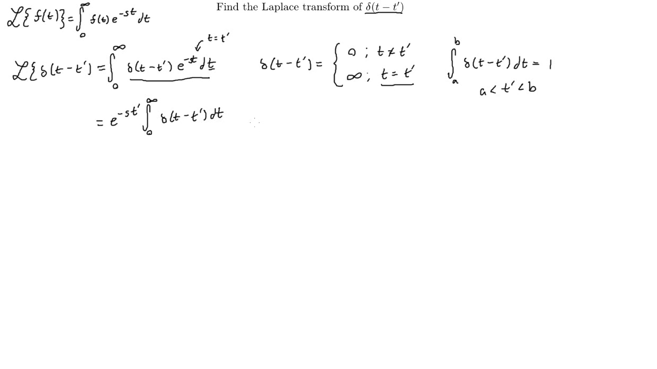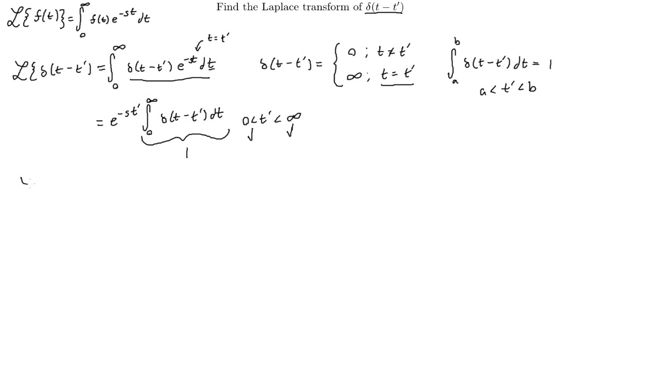dt. So basically, now the question is, is t prime greater than 0 but less than infinity? Well, we're going to assume that t prime is finite, so this one's definitely true, and as long as t prime isn't 0, we're good. So we have both conditions met. So basically, this guy is going to be 1.